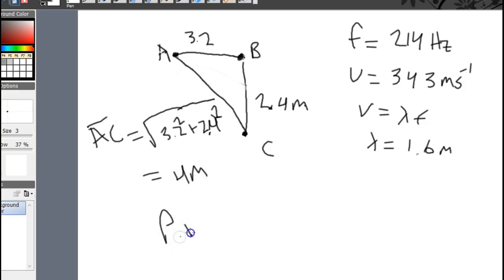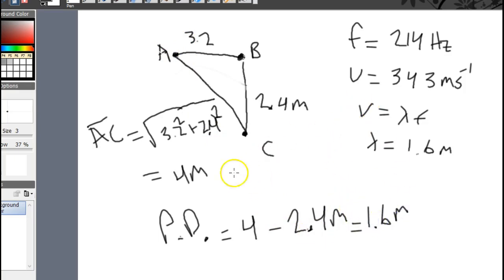So the path difference, the wave coming from speaker A has a longer path length, and so the path difference would just be 4 meters minus 2.4 meters. In other words, the wave coming from speaker A has to travel a longer distance. How much of a longer distance? 1.6 meters. And in this case, you don't even need to really look at the ratio, because you can tell immediately, hey, the wavelength is 1.6 meters, the path difference is 1.6 meters. That should be constructive interference.